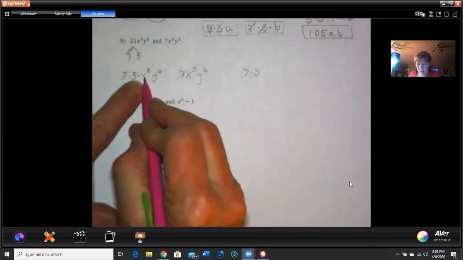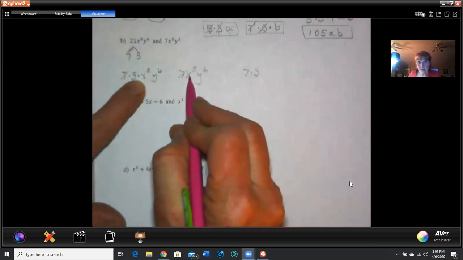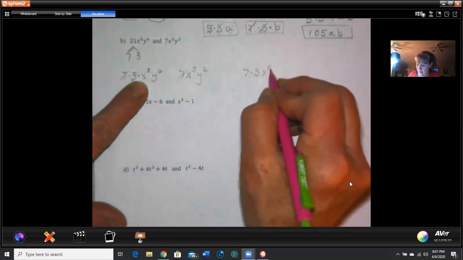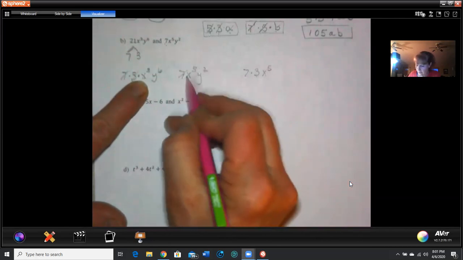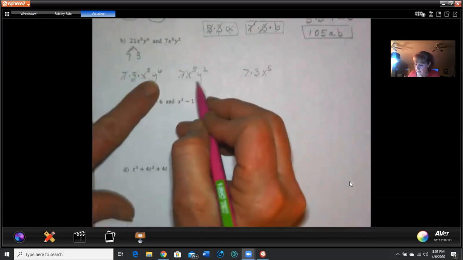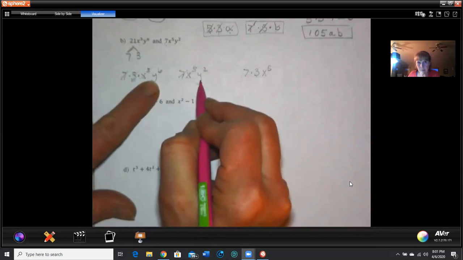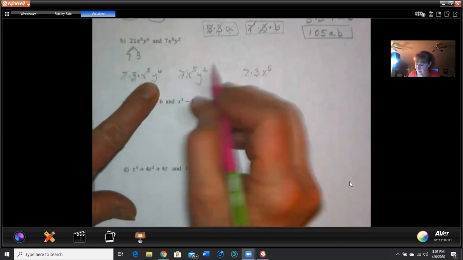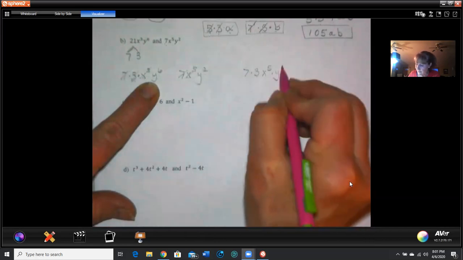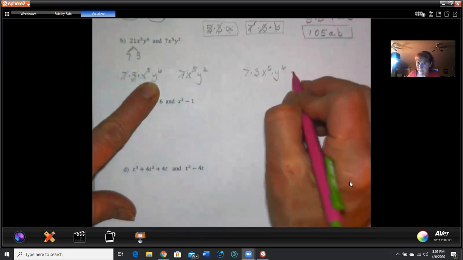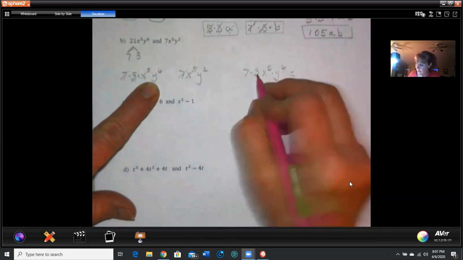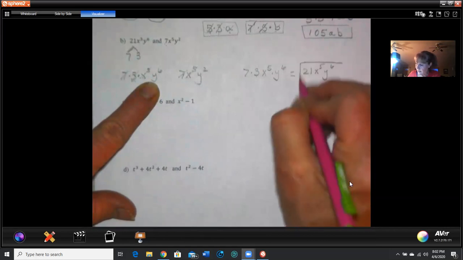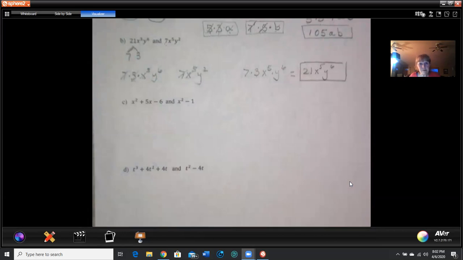I have an x cubed, and I have an x to the 5th. I use the highest power on these, which is x to the 5th. You use the highest power for that base. Y's, I use the highest power. You use the highest power on the number base and also on the variable base, which is y to the 6th. So my answer is 7 times 3, x to the 5th, y to the 6th. There is the greatest common factor. Okay.